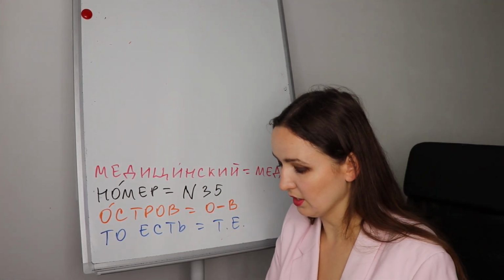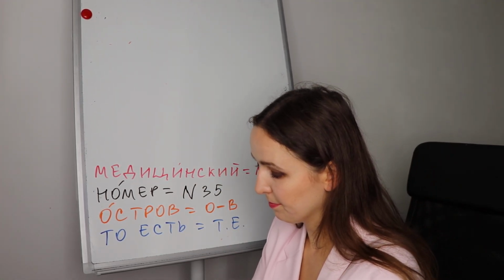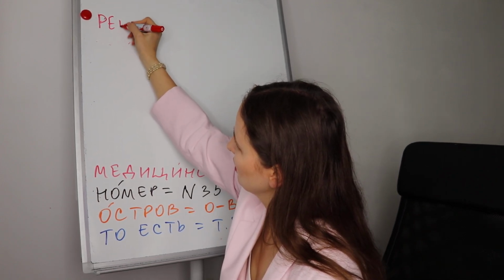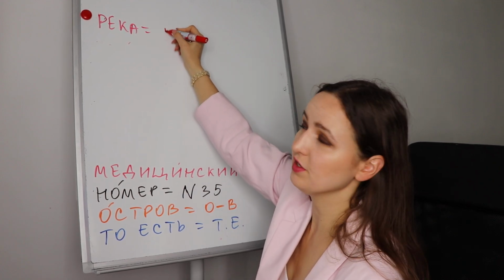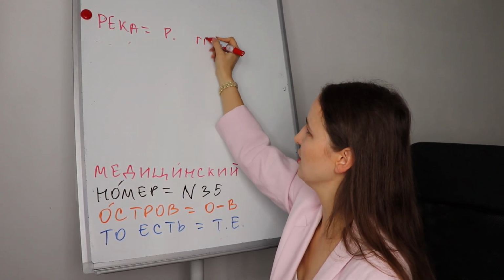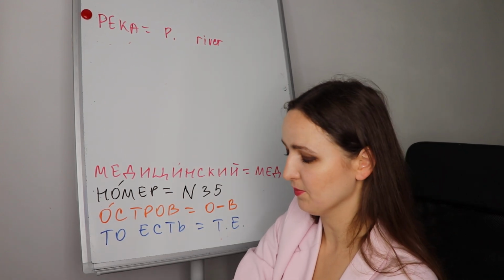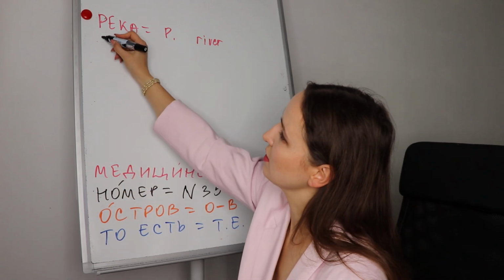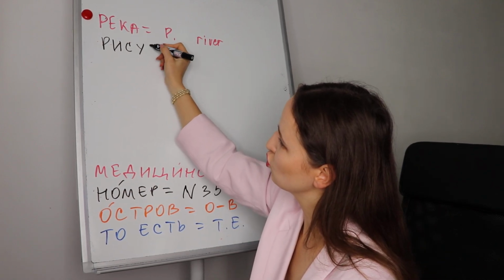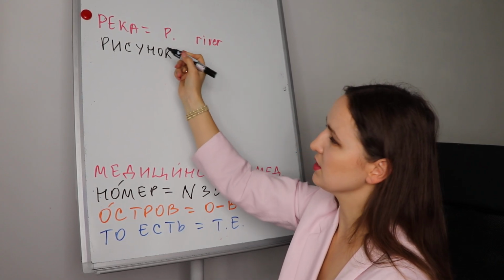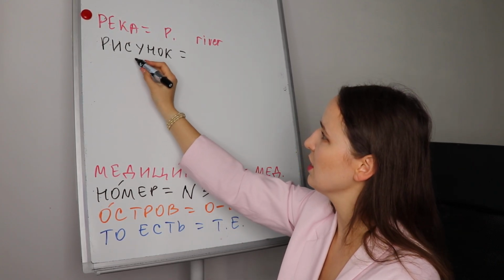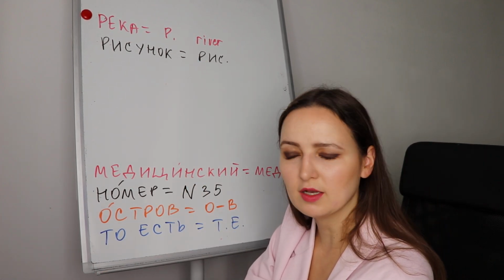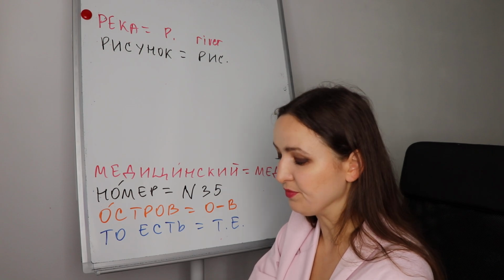Следующее слово is река. Река is river, and we abbreviate it like this. River. Река. Рисунок. You will see this abbreviation in books or in documents. Рисунок is рис. And рисунок is a drawing or a picture.